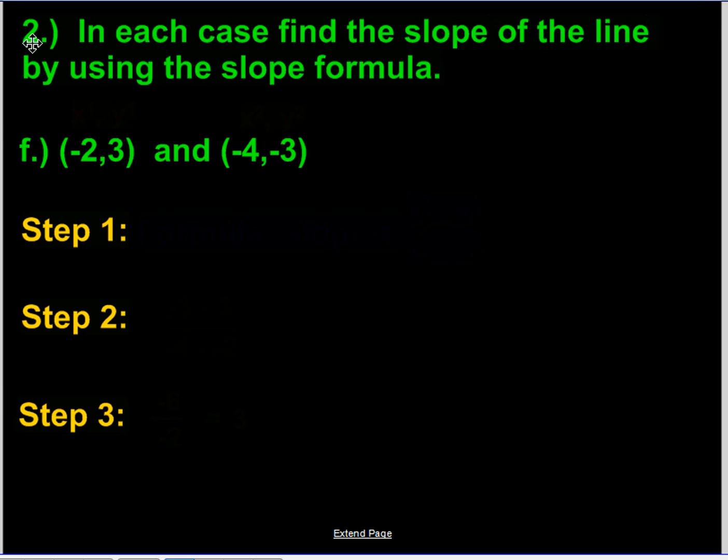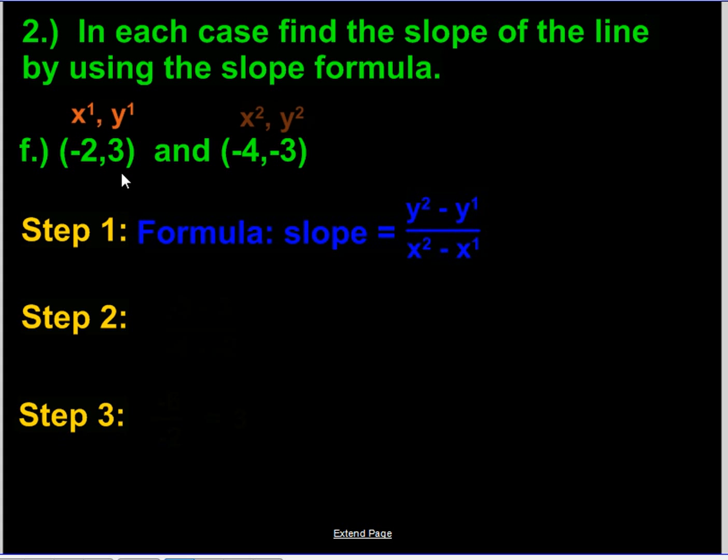Now let's take a look at 2f. Same idea. So we start by looking at the formula and then taking these numbers, again, x1, y1, x2, y2, x always comes first, and plugging them into this formula. If we do so, we get negative 3 minus 3 over negative 4 minus negative 2.